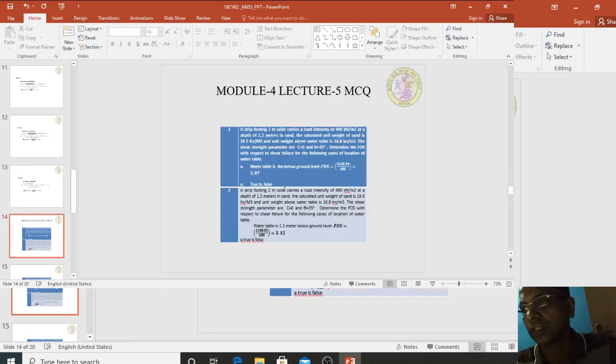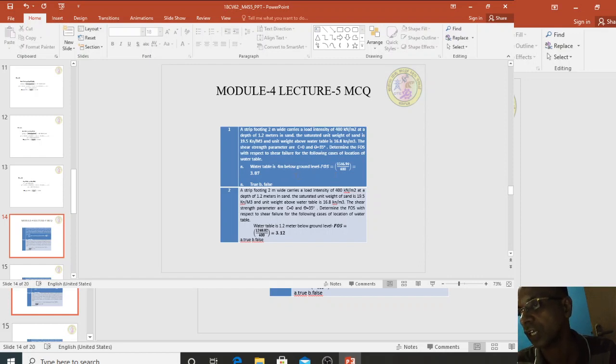So the MCQ questions are: a strip footing 2 meter wide carries a load intensity of 400 kilonewton per meter square at a depth of 1.2 meter in sand. The saturated unit weight of sand is 19.5 kilonewton per meter cube and the unit weight above the water table is 16.8 kilonewton per meter cube. The shear strength parameters are c equal to 0, phi is 35 degrees. Determine the factor of safety with respect to shear strength for the following cases of location of water table. Water table is 4 meter below the ground level.